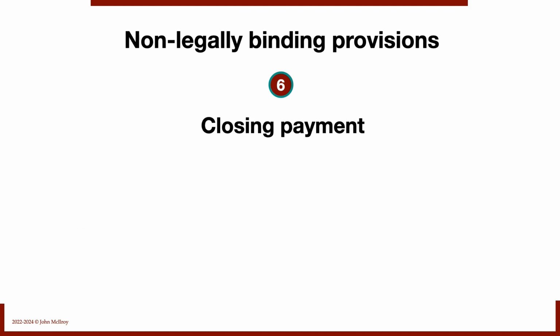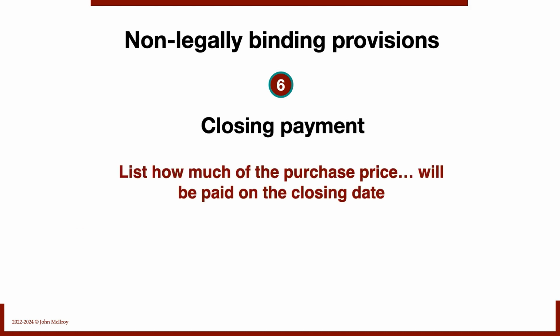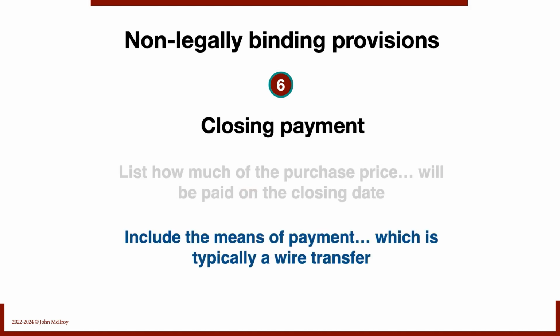Number 6, the closing payment. List how much of the purchase price will be paid on the closing date. Don't forget to include the means of payment, which is typically a wire transfer. So people want to know, what am I getting on day 1? What am I getting on the closing day?